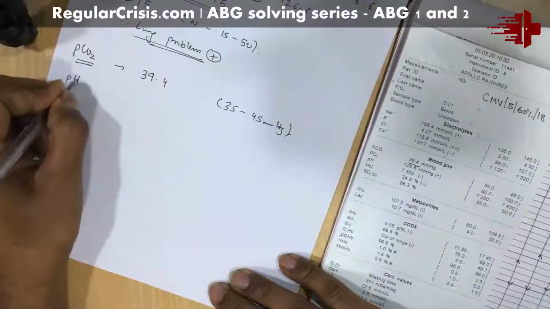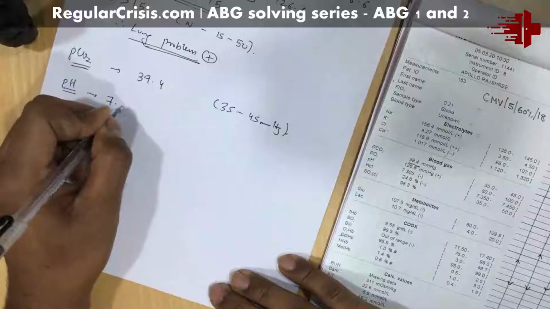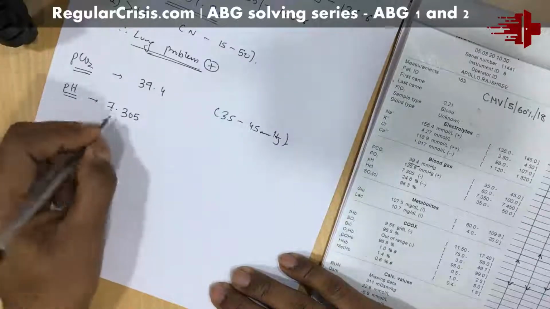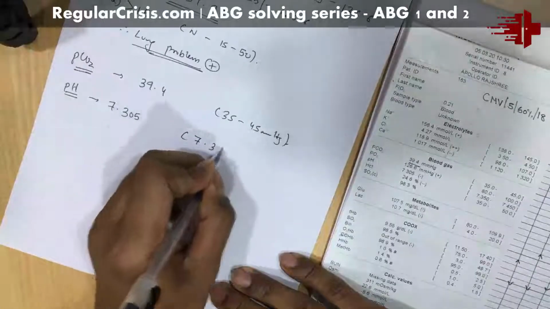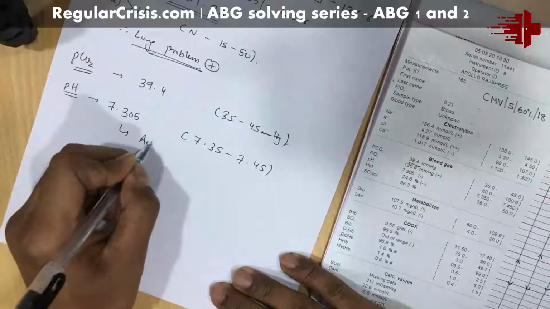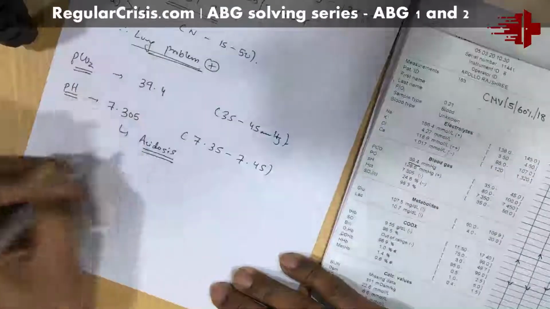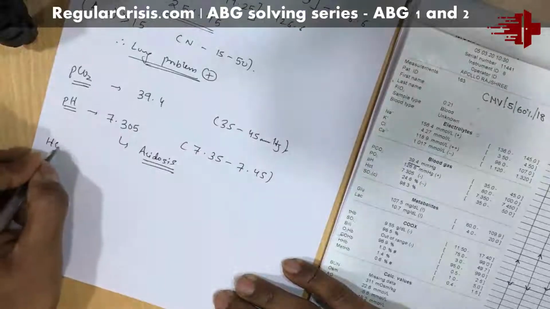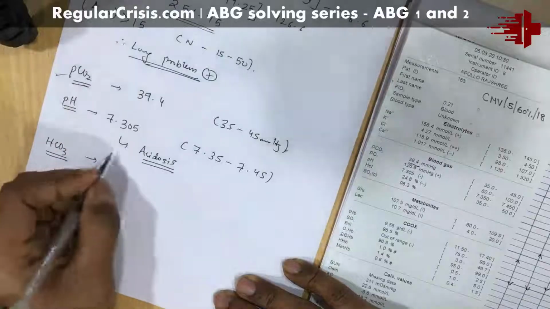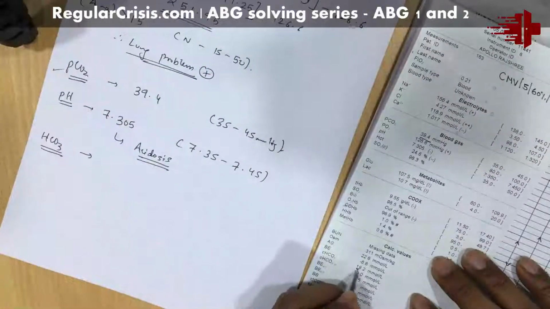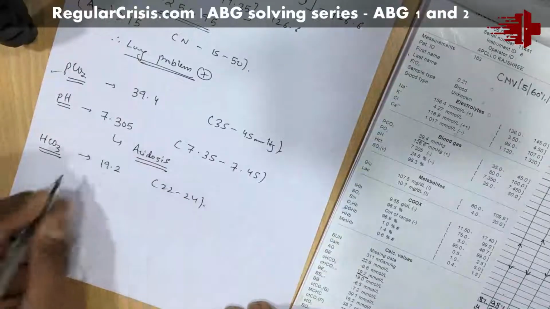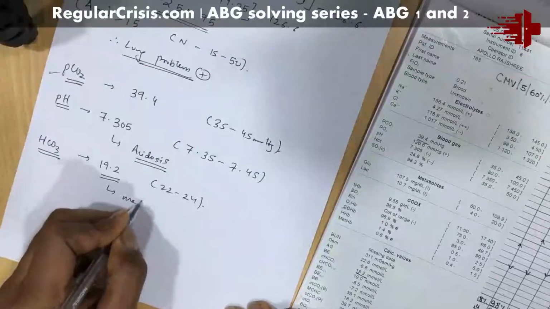The pH of this patient is 7.305, which is less than 7.35, which is a clear case of acidosis. Now we look at the bicarb. The PCO2 level is fine. The bicarb in this patient is 19.2, which is less than 22, which means there is a metabolic acidosis.